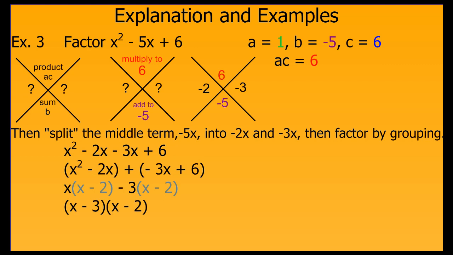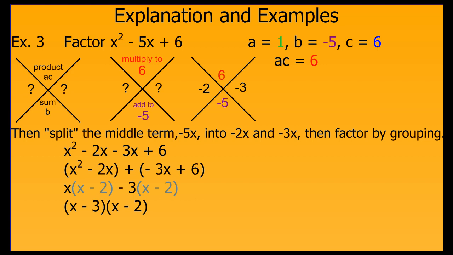Now I factor by grouping. The greatest common factor for x² minus 2x is x, and the greatest common factor for the negative 3x plus 6 is negative 3. Again, notice how we made an addition and put the negative 3 in the parentheses to make this easier. We now see a common factor of the quantity x minus 2. So my factored form is the quantity x minus 3 times the quantity x minus 2.